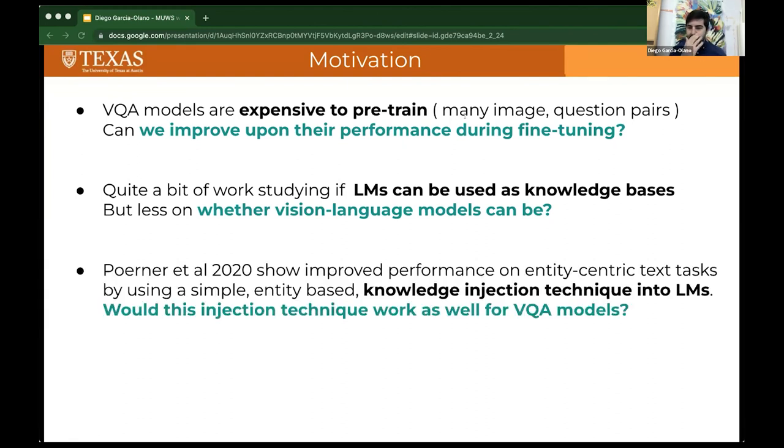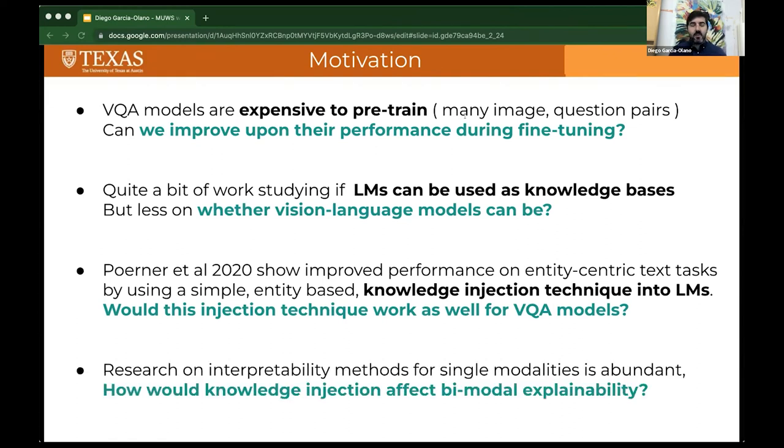In Poerner et al. at ACL 2020, they showed improved performance on text-only entity-centric tasks by using a simple entity-based knowledge injection technique into language models. So in this work, I wanted to see if this injection technique would also work for VQA models that were knowledge-based. And finally, while there's a lot of interpretability research on single modality tasks, I wanted to see how knowledge injection would affect bimodal explainability.